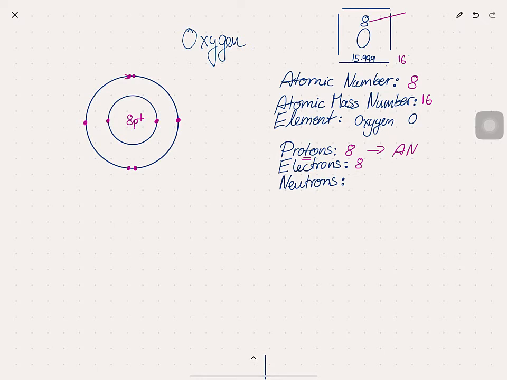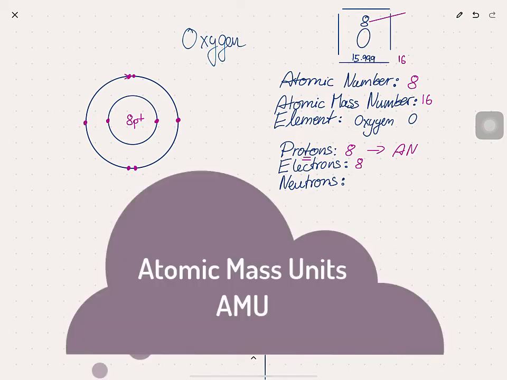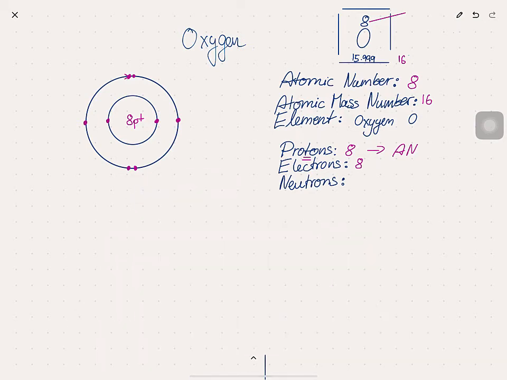And the atomic mass number is the total mass of all the protons, neutrons, and electrons. Per definition, protons and neutrons have all a mass of 1. So 8 protons will have a mass of 8, and then the neutrons will also have 8. Now, the electrons are so small that we can neglect their mass. So 8 plus 8 would give 16.